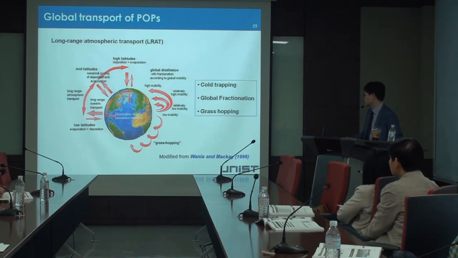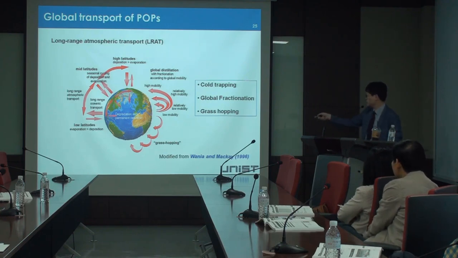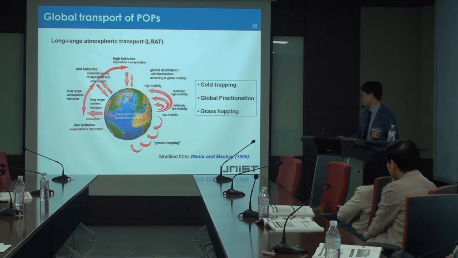And the second is global fractionation. When a chemical moves a long distance, volatile chemicals move more easily over long distances. So the fraction and profile in this region and in the high latitude region can be changed. In the Arctic regions, relatively volatile chemicals are abundant compared to mid-latitude regions. For mid-latitude zones, the fraction of heavy molecules is high, but for high-latitude zones, there is a high fraction of light molecular weight compounds.